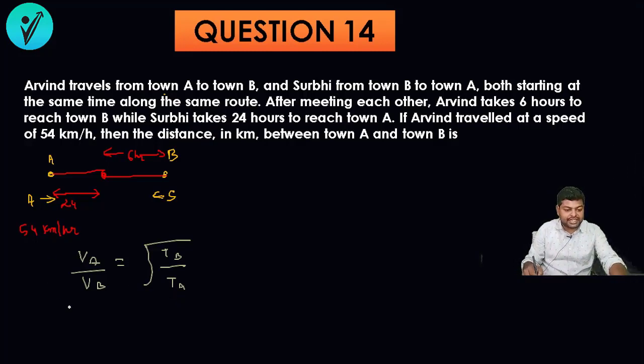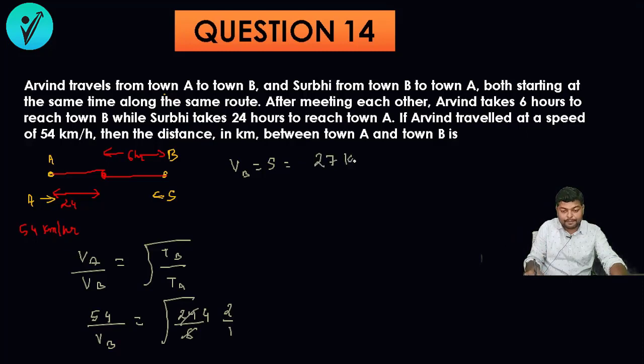So if you use this relation, what's the value of VA? It's 54. The value of VB, means speed of Surbhi, we don't know. The time taken by Surbhi is 24, and time taken by Arvind is 6. So it will be root of 4, or it will be 2 upon 1. It means that speed VB, or speed of Surbhi, is what? Speed of Surbhi will be 27 kilometers per hour.